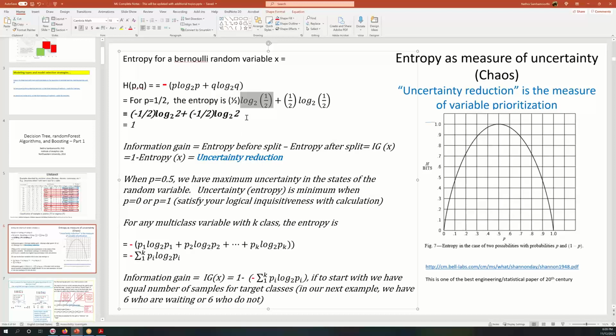It becomes minus 1 because it's a log. This one is logarithm of 1 to the base 2 minus logarithm of 2 to the base 2. Log 1 to the base 2 is 0, because the log of 1 with any base is 0. Log 2 base 2 is 1. In the same way, this is also minus half, this is minus half, and that's why it is 1. Are you with me?